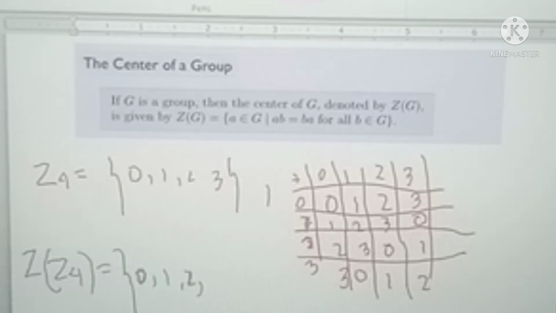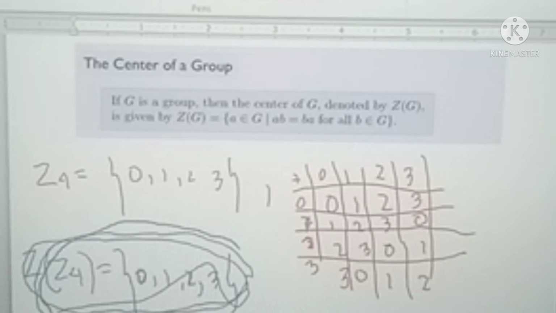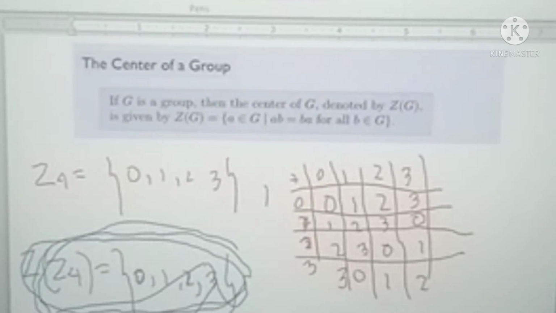How about 3 plus 2? 3 plus 2 equals 1, then 2 plus 3 is 1. So meaning the center of this group Z mod 4 is the group itself, the set itself, or the elements themselves. That is the definition of the center of the group.